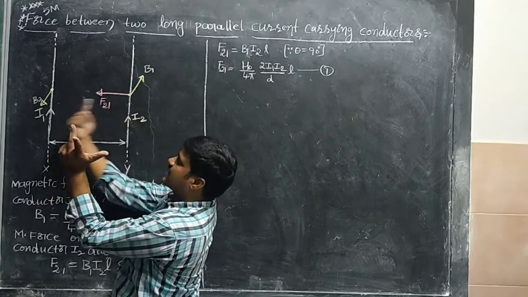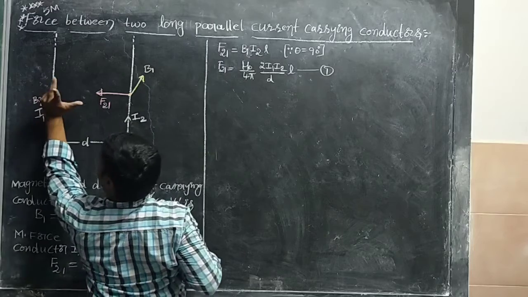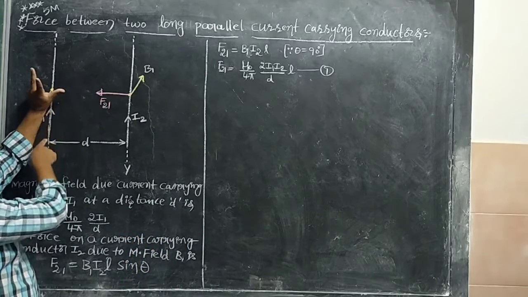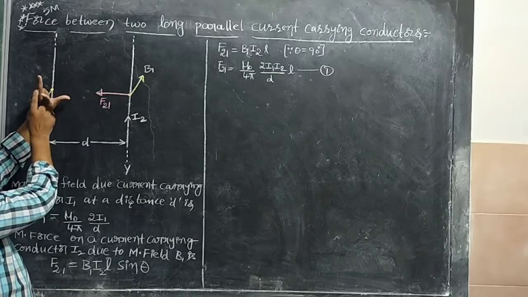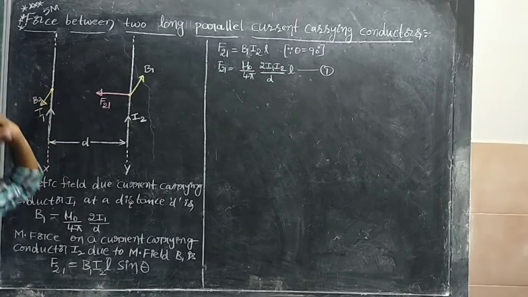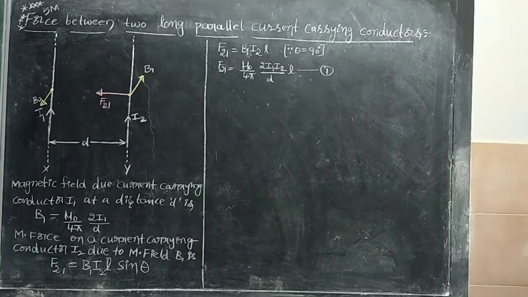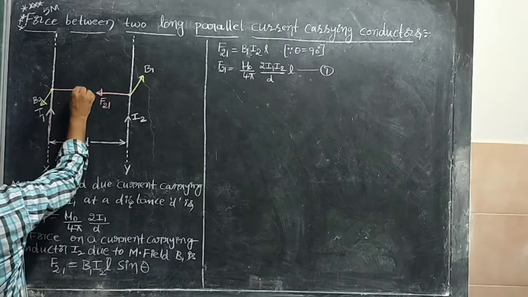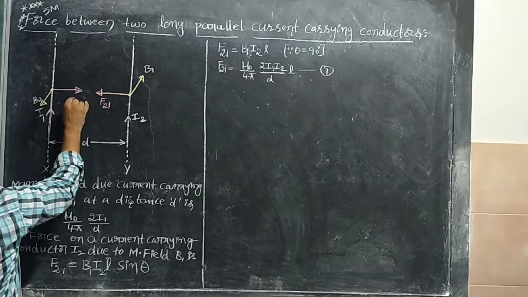Thumb direction is in this direction. So you just see here it is like this. Now towards you, upward direction, current is there. Towards you, magnetic field is there. In this direction, what is there? Force is there. Now force on the second current carrying conductor, force on the first current carrying conductor.